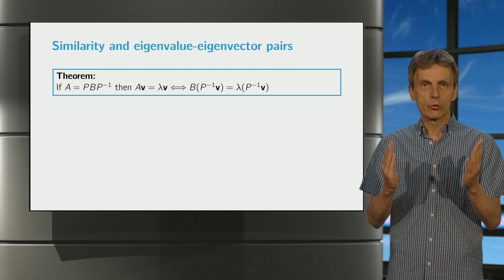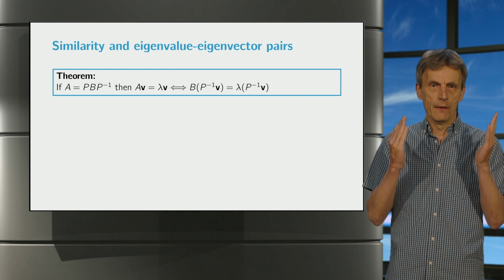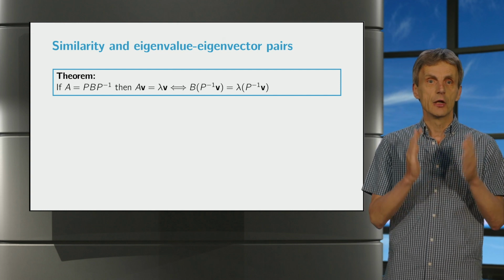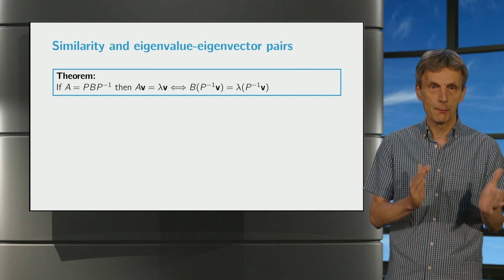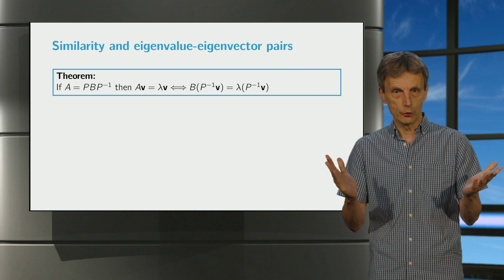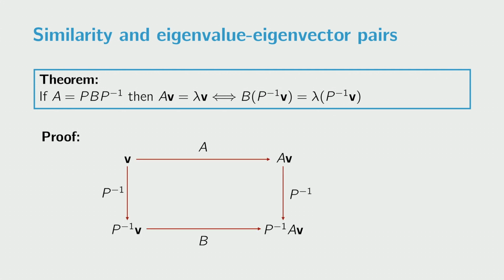If A is equal to P times B times P inverse, then A times v is lambda times v if and only if B times P inverse times v is equal to lambda times P inverse times v. Here's the proof. Consider the schematic representation with v in the upper left corner. Since A times v is equal to lambda times v, the figure can be replaced by the one shown here.